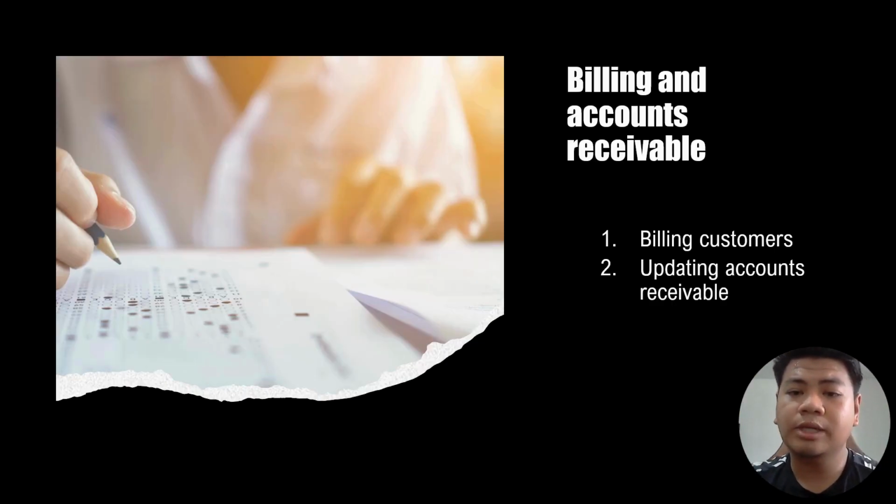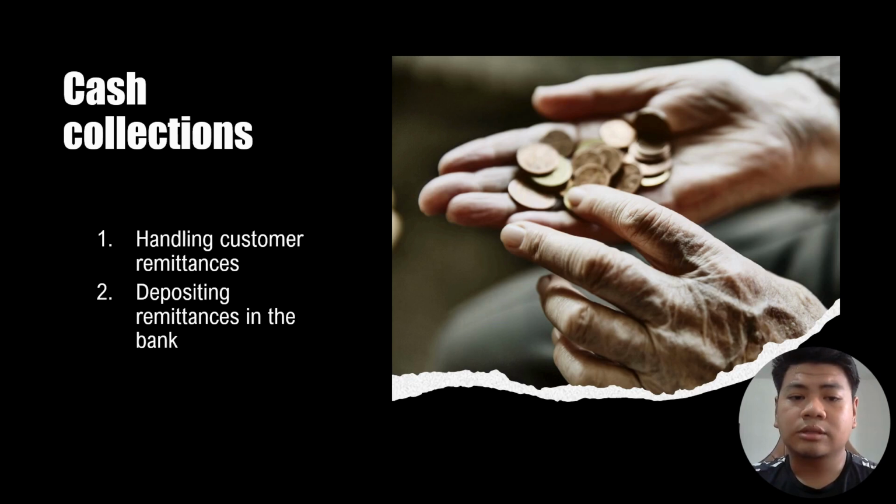And number 3, billing and account receivable. So billing the customer, we need to issue an invoice to the customer, and we must insert it in the shipping products. So before our shipping, we need to insert the invoice, so let them know. And update account receivable. So next, number 4 is cash collection, handling customer remittance.